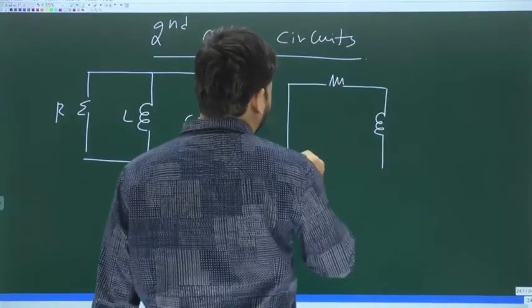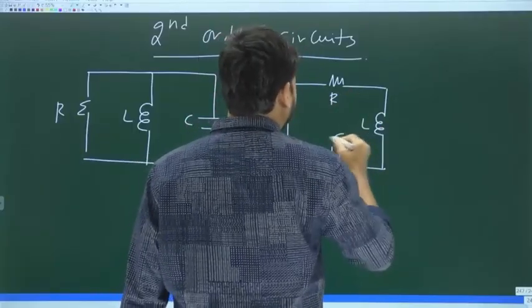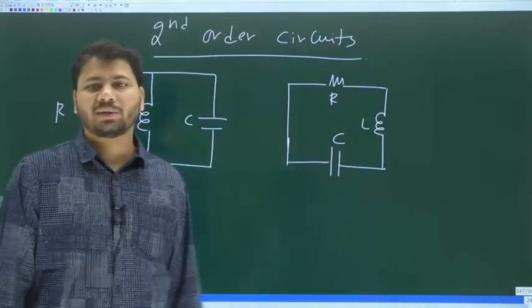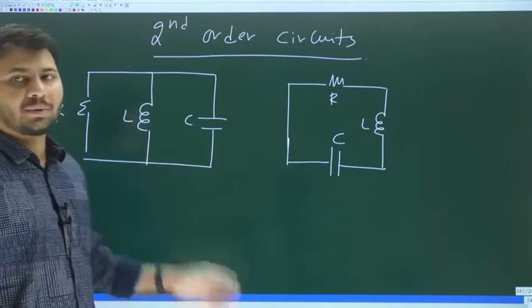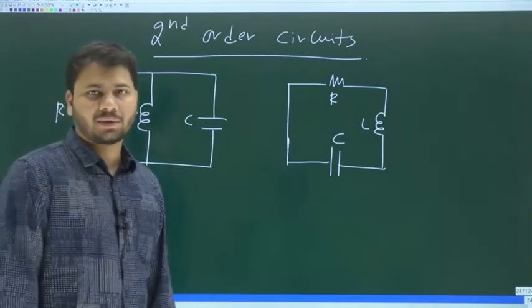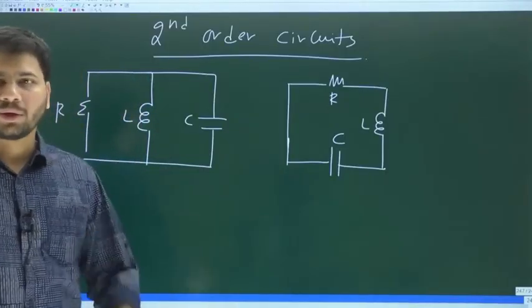And the other second order circuit that we are going to study is what? This R, L, C in series. You understood? This is what? A series RLC circuit. This one is what? A parallel RLC network. So these are the two special second order circuits that we are going to study as part of this topic. Okay.